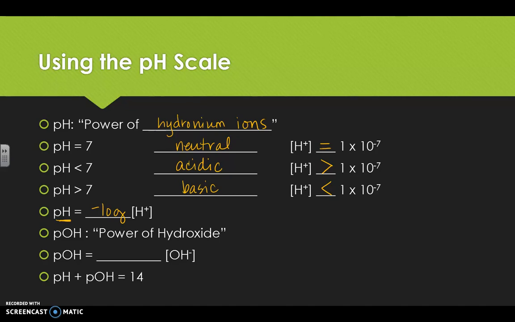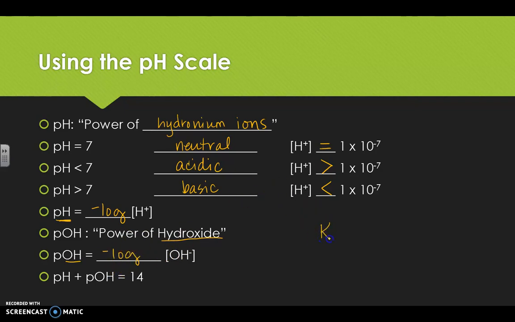We have a pH, which is based on the hydrogen ion concentration. We can also have a pOH, which is based on your hydroxide ion concentration. It's the same equation, except pOH is the negative log of hydroxide ions, whereas pH is the negative log of hydrogen ions. So if I give you the hydrogen ion concentration, you can solve for pH. If I give you the hydroxide ion concentration, you can solve for pOH.